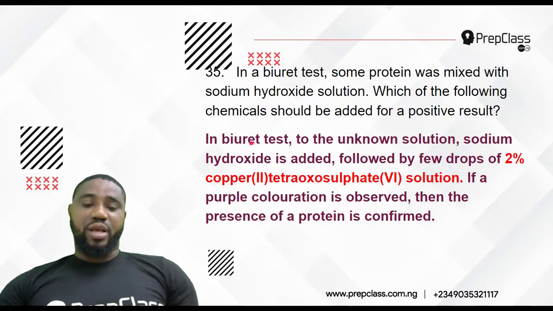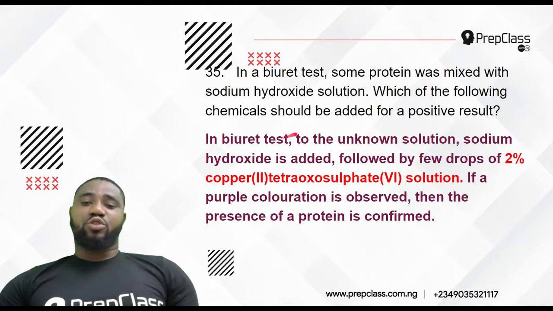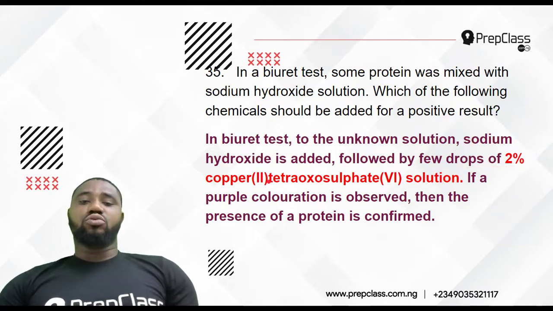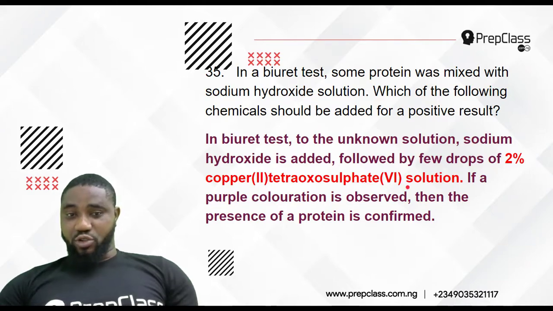Now, look at how the biuret test is done. For the biuret test, to the unknown solution, it can be egg white, it can be milk, sodium hydroxide is added, followed by a few drops of 2% or maybe 1% copper II tetraoxosulfate VI solution. If a purple coloration is observed, then the presence of protein is confirmed. So after you've added sodium hydroxide, the next compound that you add is 2% copper II sulfate.